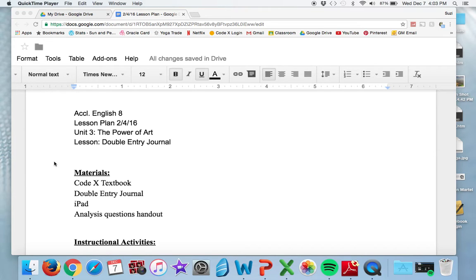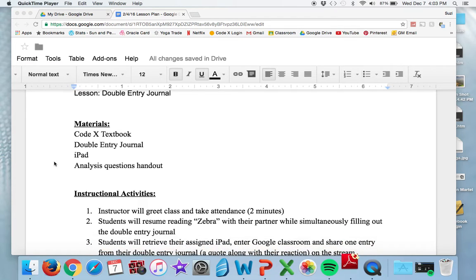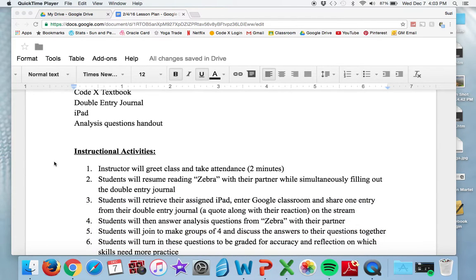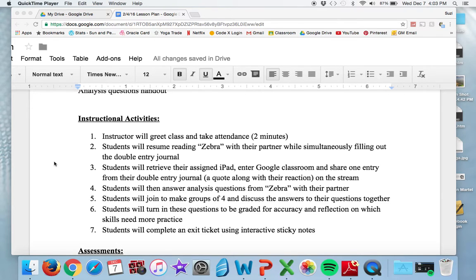Also, I had students completing the double entry journal on an iPad, and then I gave them some literary analysis questions that they could answer afterwards. So these are my instructional activities. This was how I planned class was going to go.